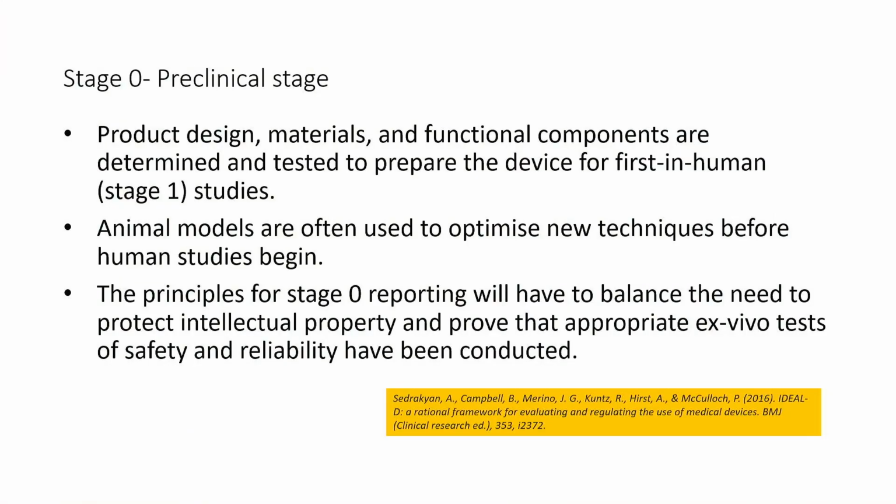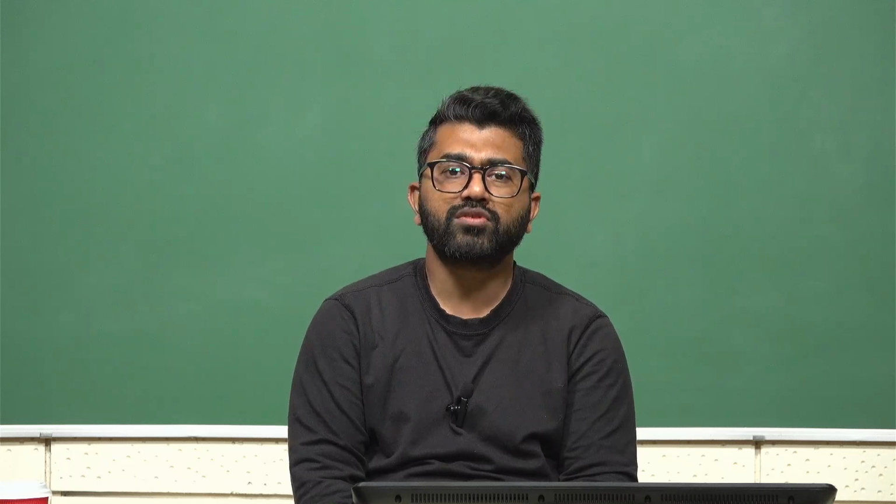So the principles for stage 0 reporting will have to balance the need to protect intellectual property and prove that appropriate ex vivo tests of safety and reliability have been conducted, right? So this is often the stage at which a publication may come out, or there could be some intellectual property associated with the work, where you have had a bunch of tests which are conducted to assess the safety and reliability of a certain device or tissue construct, for example, right?